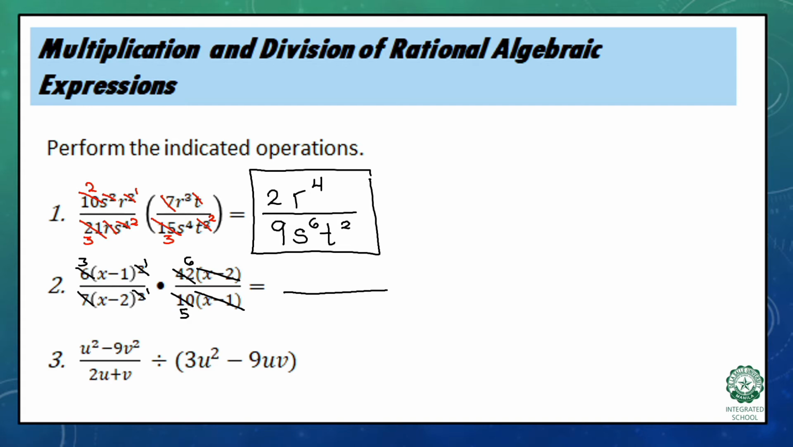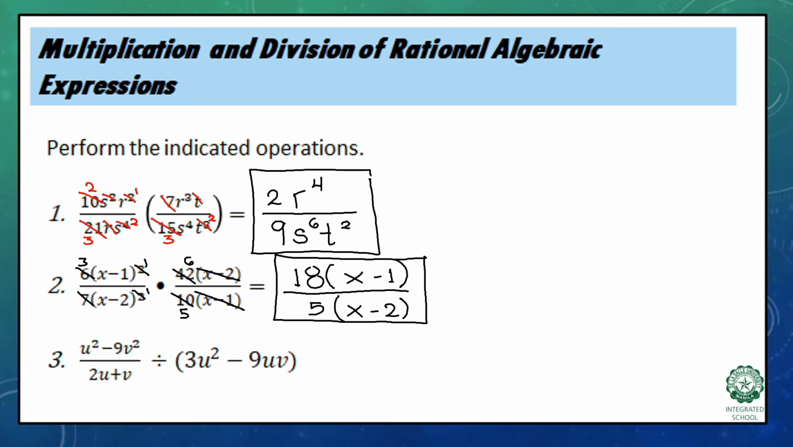Now let's write our answer, multiplying the remaining terms. We have 3 times 6, it will be 18. Then we still have the quantity x minus 1 in our numerator. So we don't need to write 1 as the exponent. It's understood to be 1. For the denominator, we have 5 and then x minus 2. And that is our final answer for number 2.